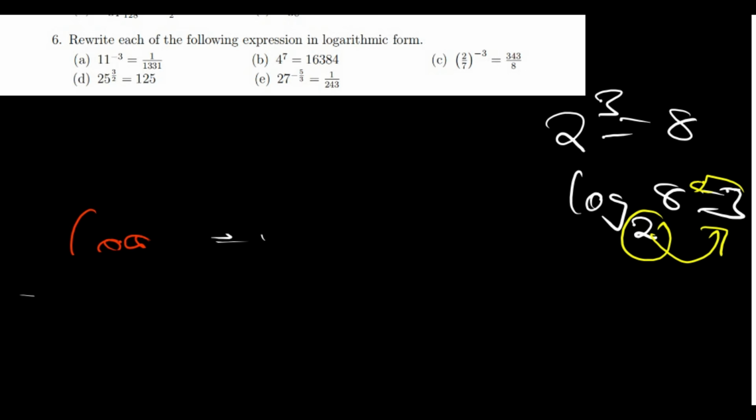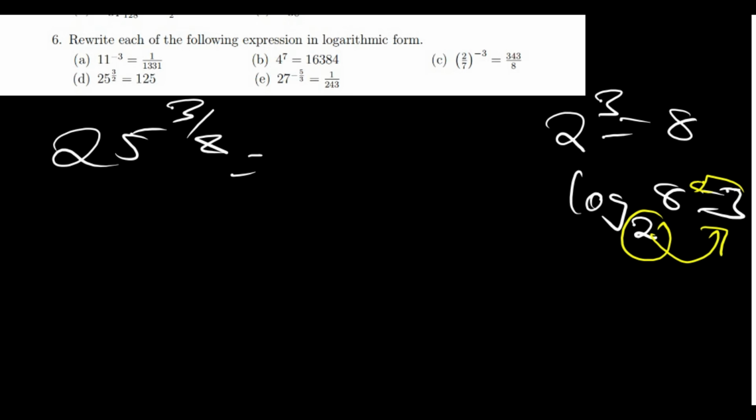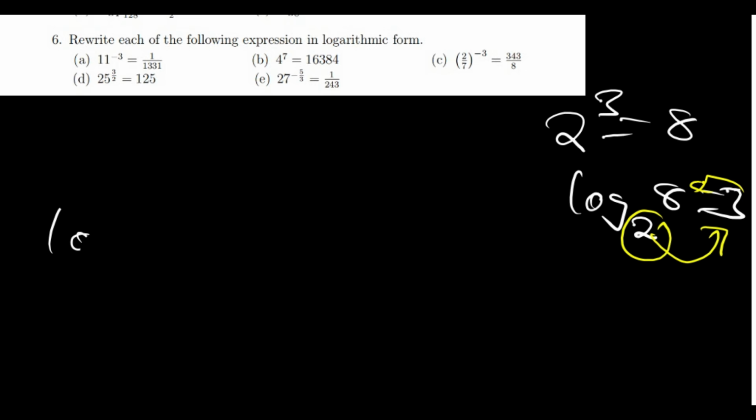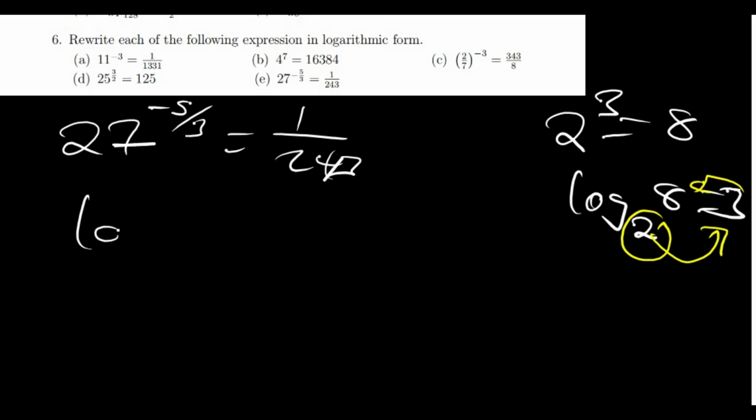Let's see how we can change part D, which is 25 raised to the power 3 over 2 is equal to 125. So this is log base 25 of 125 is equal to 3 over 2. Okay, the last one is saying 27 raised to the power negative 5 over 3 is equal to 1 over 243. So this is log base 27 of 1 over 243 is equal to negative 5 over 3.